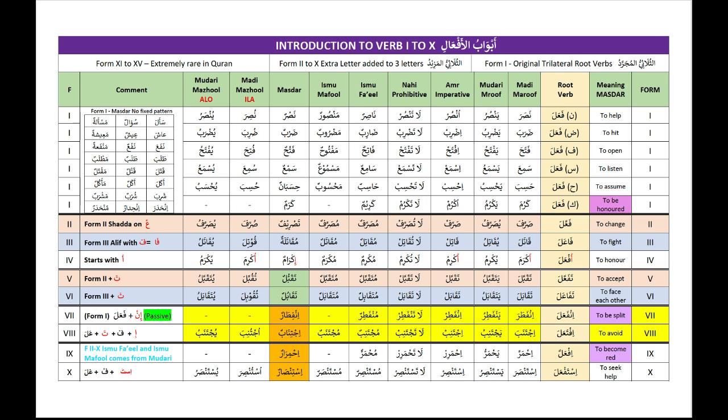Fa'ilun maf'ulun fa'alun. There's an ism ending with tanwin here. Fa'ilun maf'ulun fa'alun. Then madi majhul, mudari majhul. Fu'ila yuf'alu. Then form 2, fa'ala.